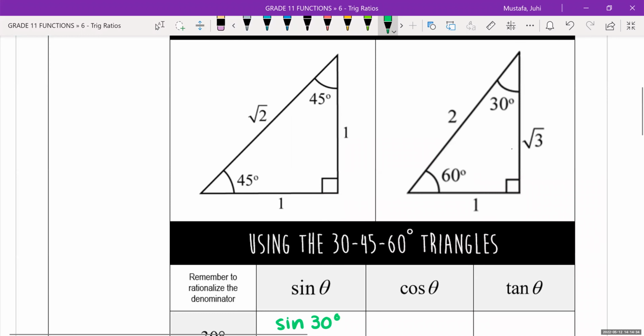So sine 30, we're just going to go to the triangle that has 30 degrees, which is this over here. Sine is opposite over hypotenuse. So it's just going to be 1 over 2.